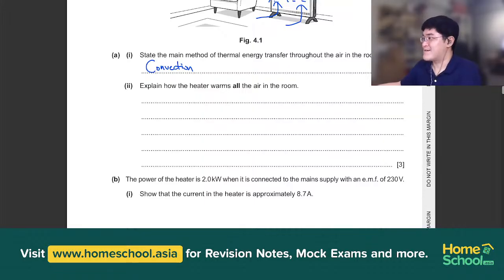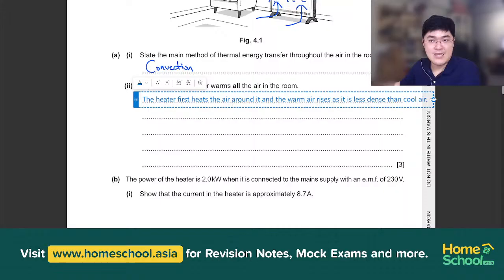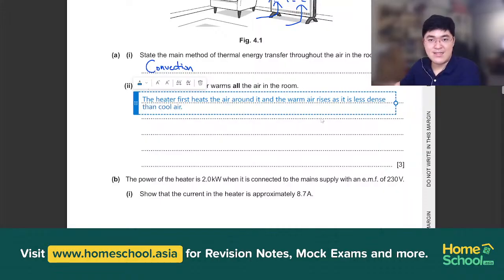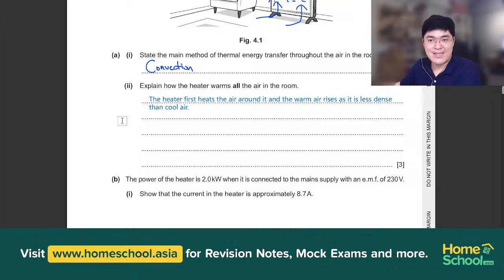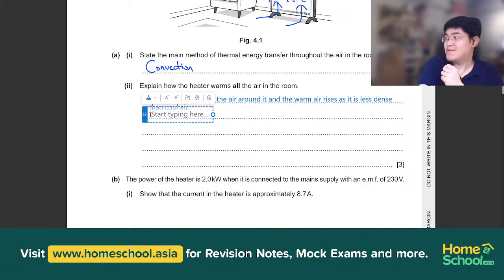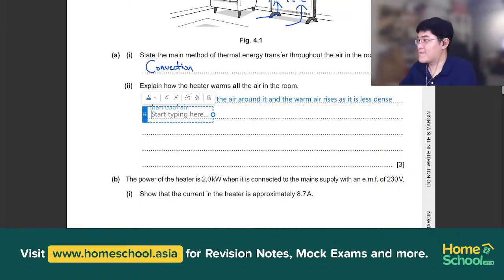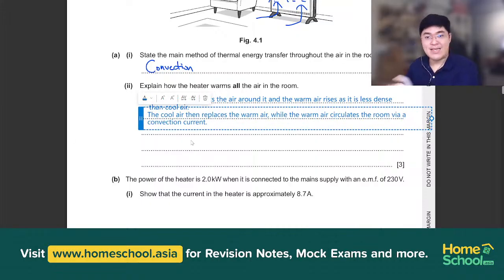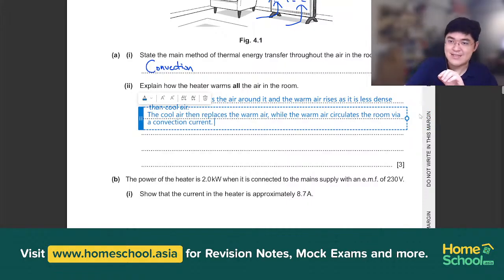For our first mark, we need to say that the heater heats the air around it, and the warm air rises as it is less dense than cool air. Of course, when air is hotter, it rises; when air is cooler, it sinks. Standard stuff. Then we need to write that the cool air replaces the warm air, while the warm air circulates the room via a convection current.